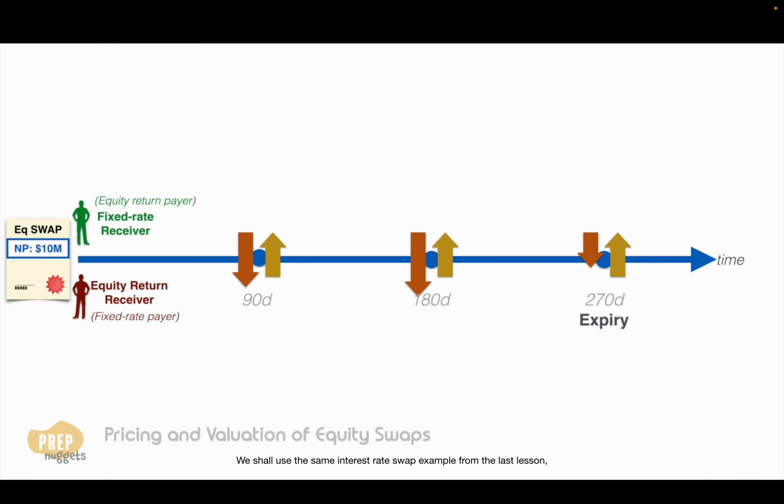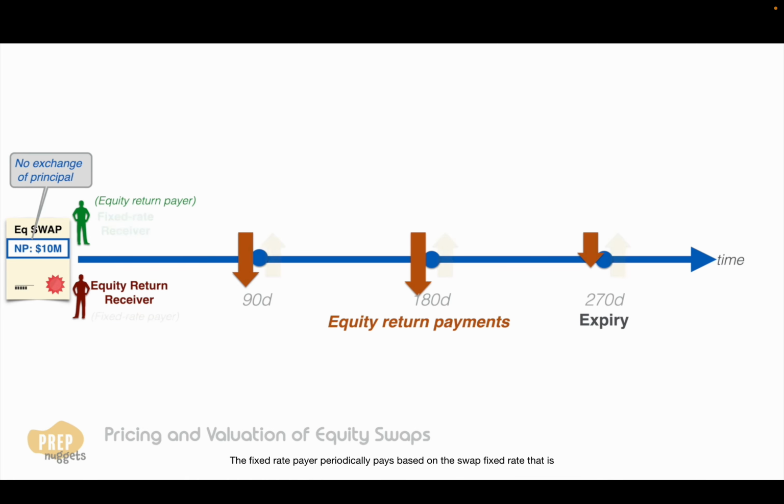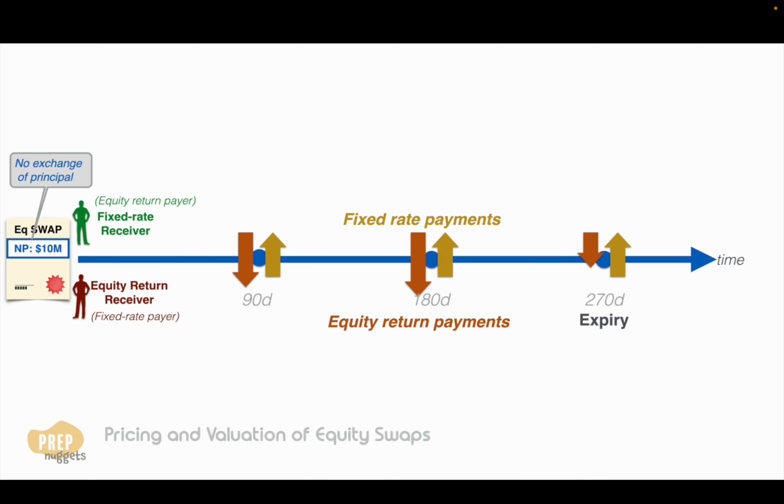We shall use the same interest rate swap example from the last lesson, just that instead of the floating rate leg, we replace it with the equity return leg. Like interest rate swaps, there is no exchange of notional principal at initiation and expiration. The fixed rate payer periodically pays based on the swap fixed rate that is determined at initiation.